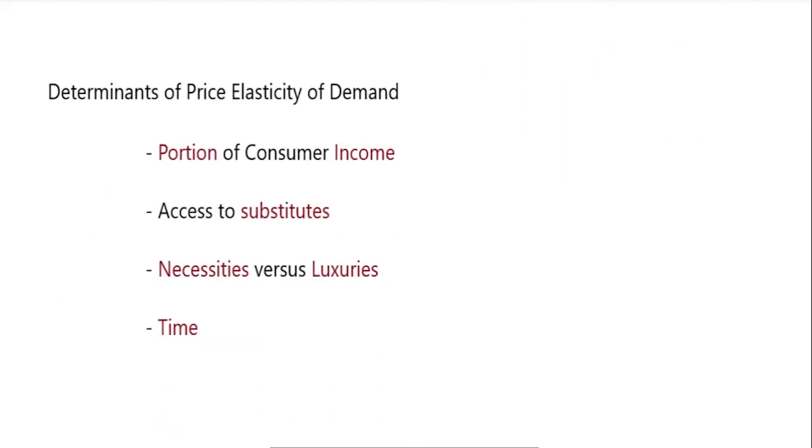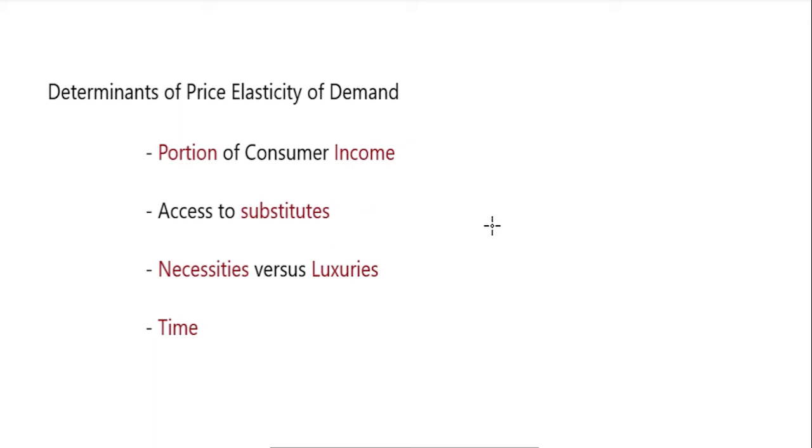Awesome. Finally, we're going to take a look at determinants of price elasticity of demand. So what can affect the elasticity of something? What can make something more elastic and make something less elastic? Well, what about portion of consumer income? If we're looking at something that only takes a small portion of income, like for example, a gum pack, well, increasing that price isn't going to make a big difference. So it's still going to be inelastic.